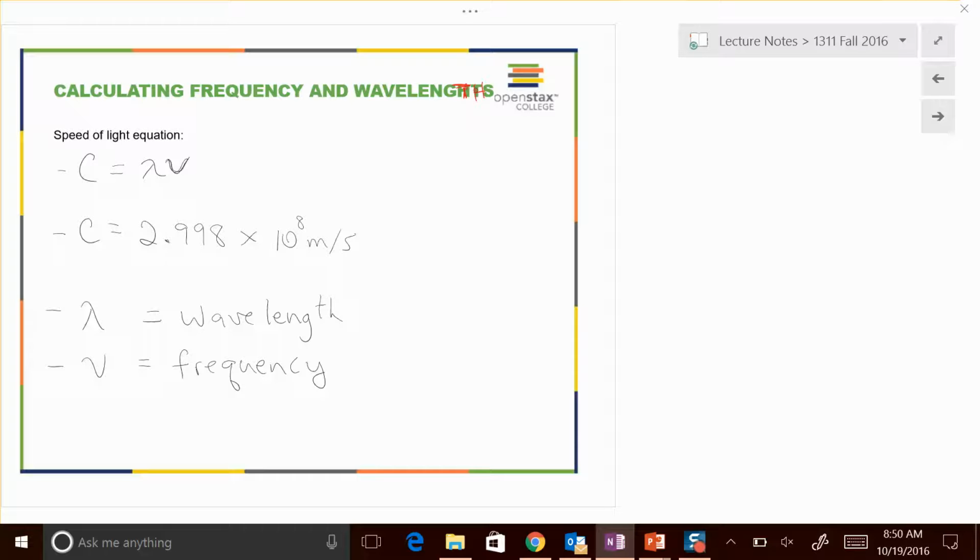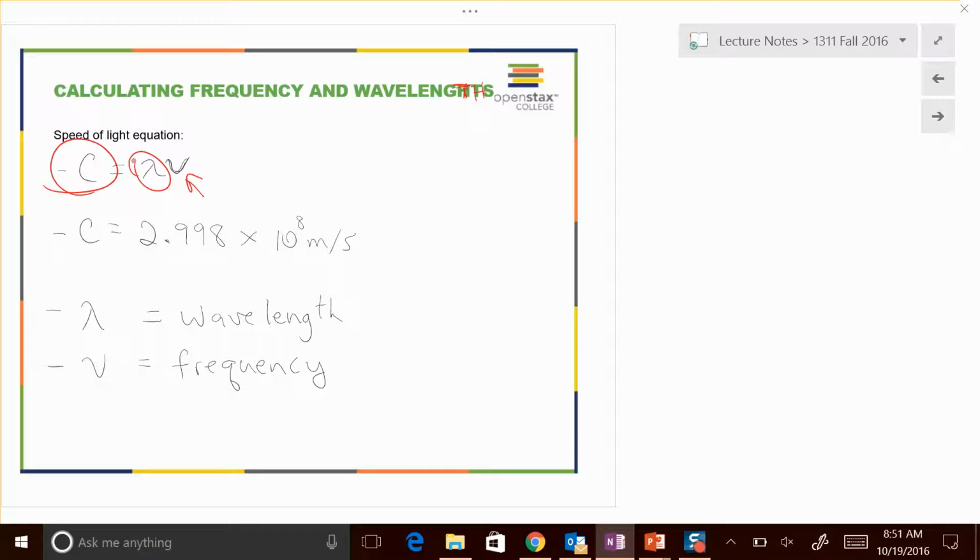So it's very fast. It says c, the speed of light, is equal to lambda times nu, which is your frequency. Lambda is your wavelength. Nu is your frequency. Okay? So this is the speed of light equation. So we can calculate, using the speed of light, the wavelength if we had the frequency, or we could calculate the frequency if we have the wavelength. Okay? So pretty straightforward equation.